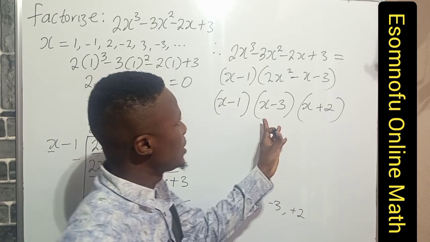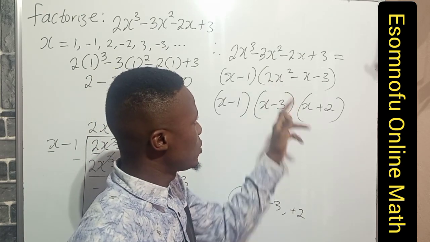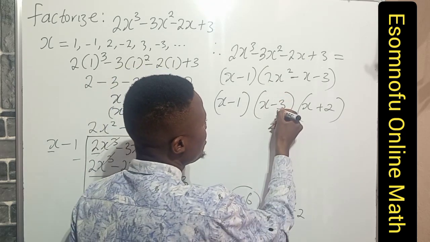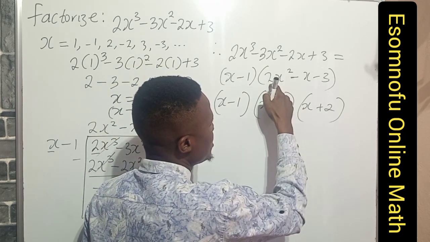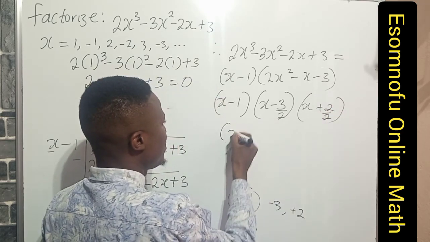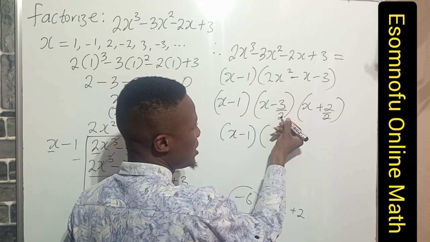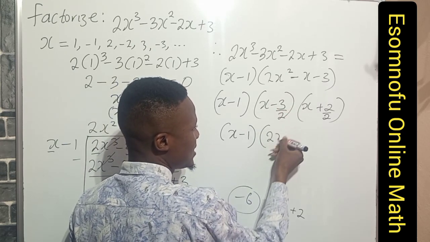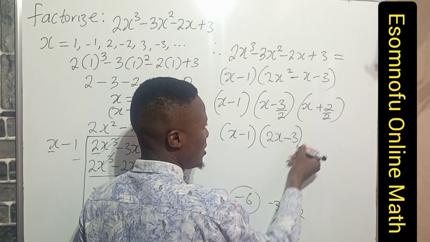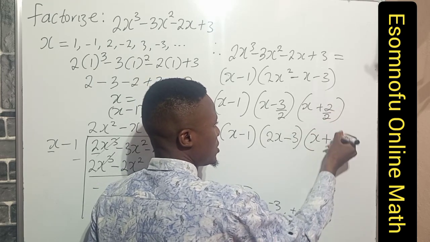But we shouldn't stop here because there is a number beside the x squared. Whenever there is a number beside your x squared, you divide every number in the 2 brackets by the coefficient. The coefficient is 2, so I'm dividing everything by 2. So I will have x minus 1 into, since 3 cannot divide by 2, just say 2 times x is 2x, then take away 3, into x plus 2 divided by 2 will give us 1.